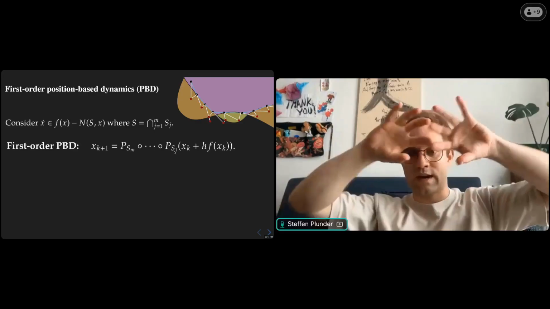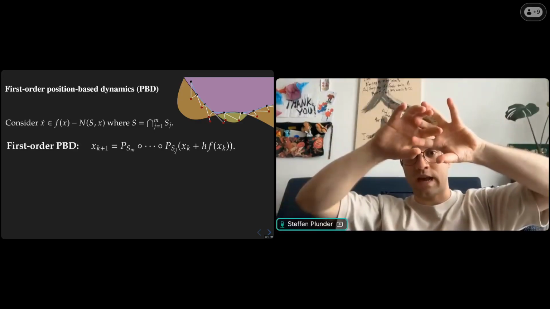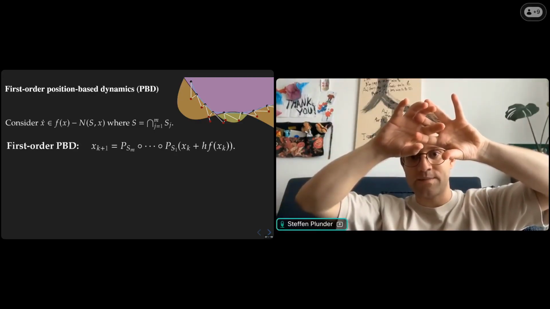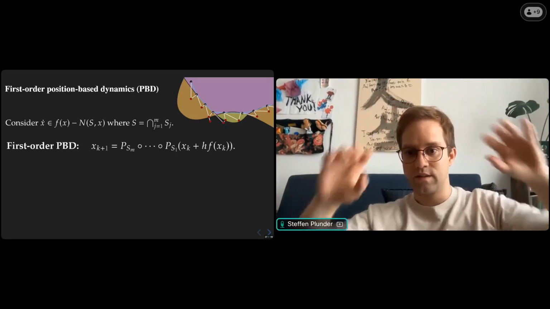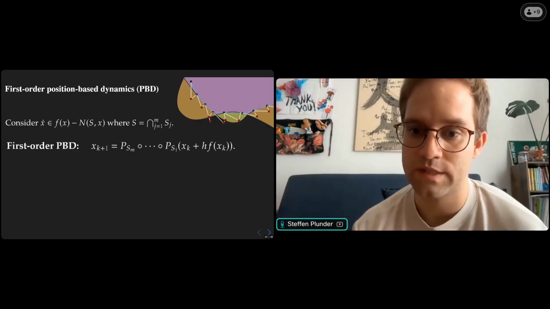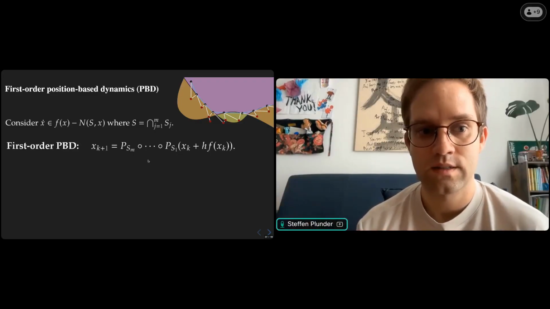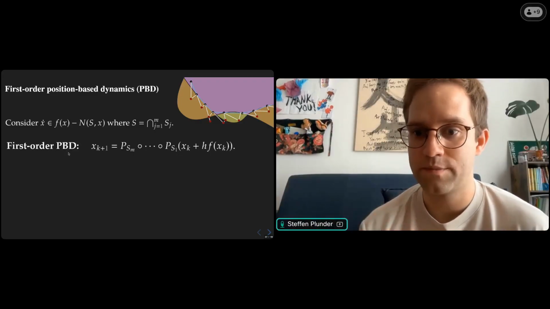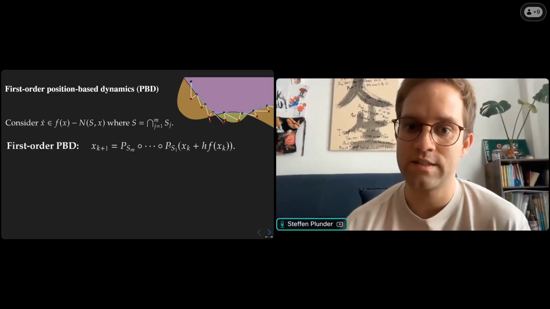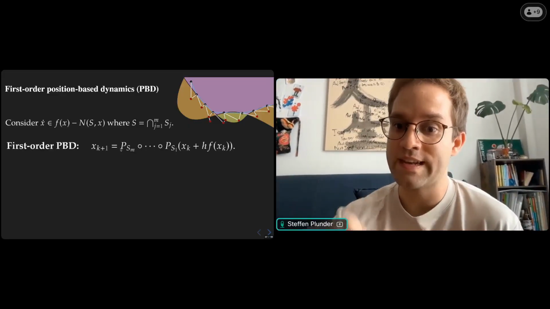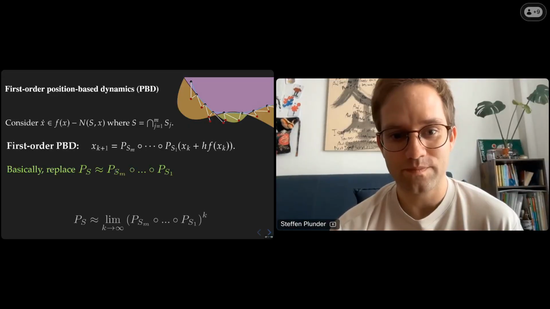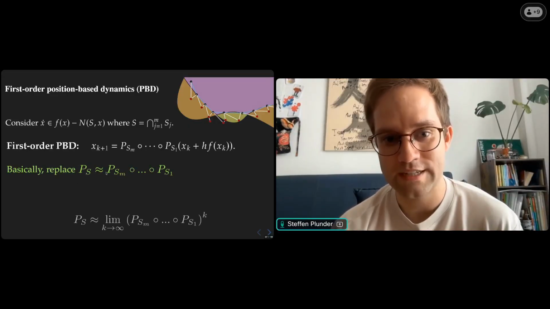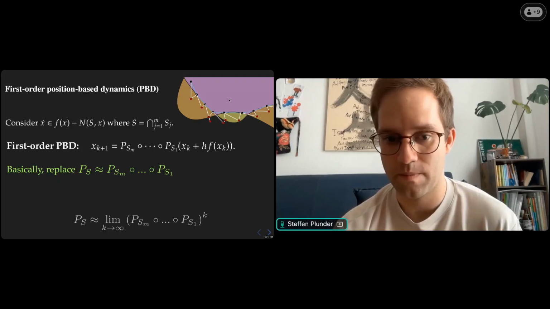For non-overlap, for example, if I have two particles and they overlap, the projection is very simple because we just have to move those two particles away from each other by the right amount. So no computational effort. So the idea of first order position-based dynamics is just do this projection and then proceed to the next time step. So basically we replace the projection by this iterated projection.